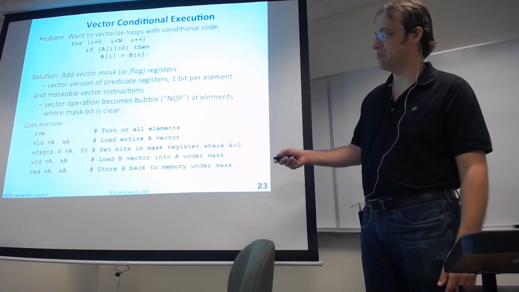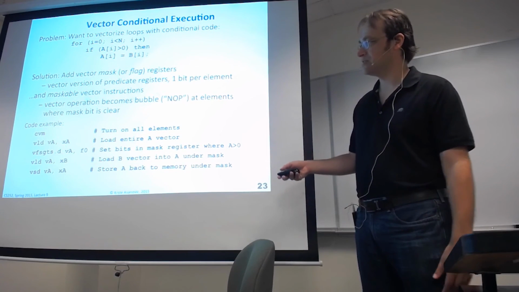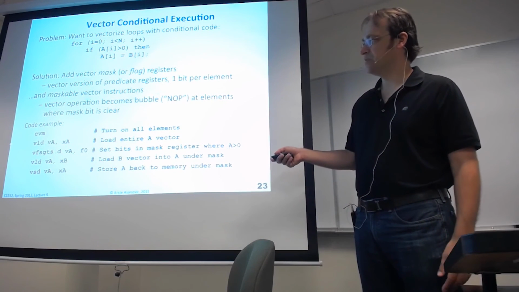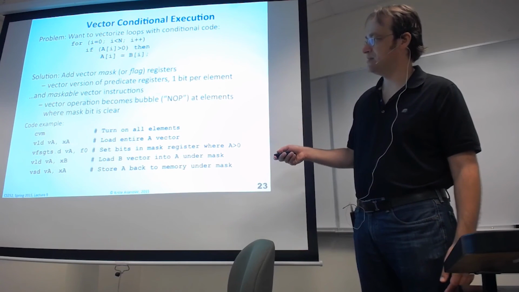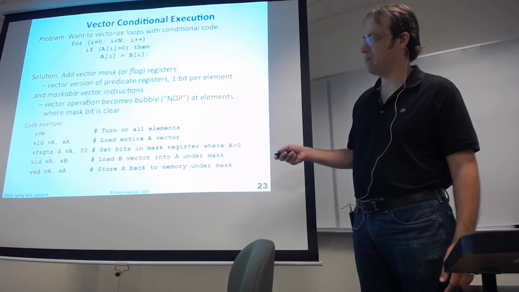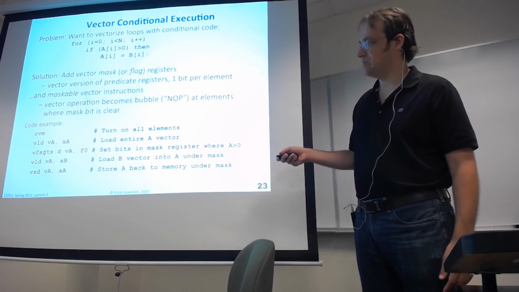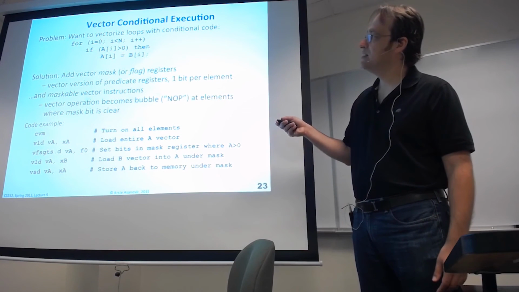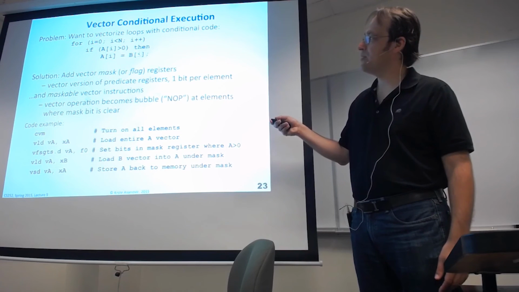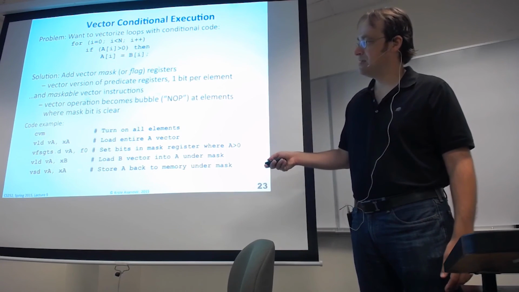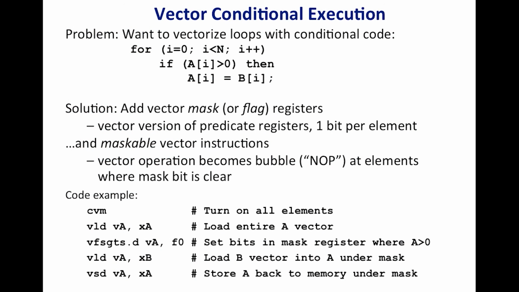So here's a simple example. This instruction is clear vector mask, so it turns on all the elements actually, so nothing's masked. You do a load, this is doing this code unit. I'm going to load the A vector, so this will effectively load everything because the mask is all on. Then I do a compare that sets bits in the mask register where elements are greater than 0. Then I only load B where the mask is true, and then I only store A where the mask is true. So I've omitted the elements where the mask is clear.